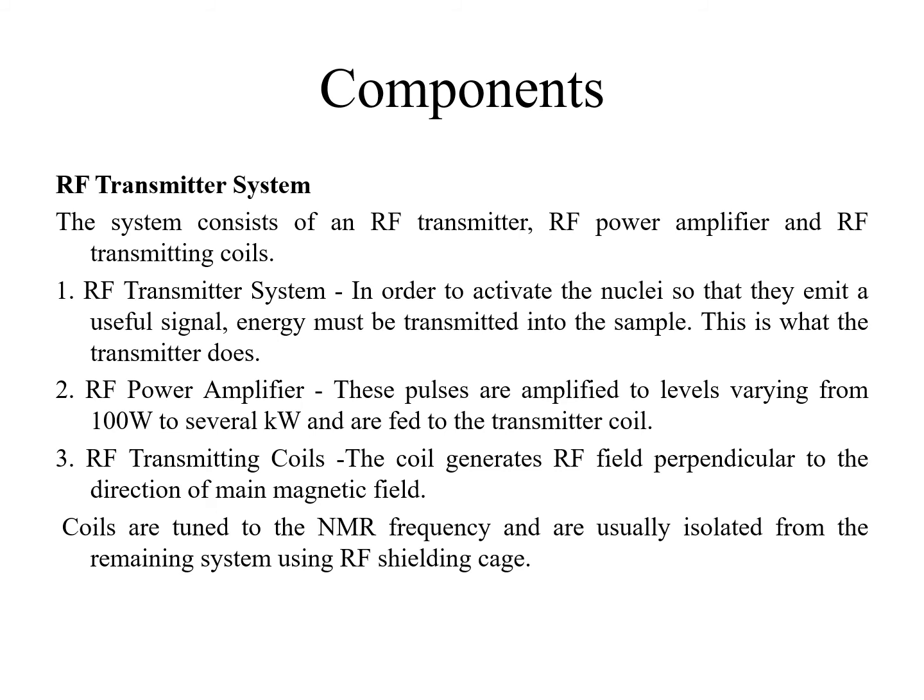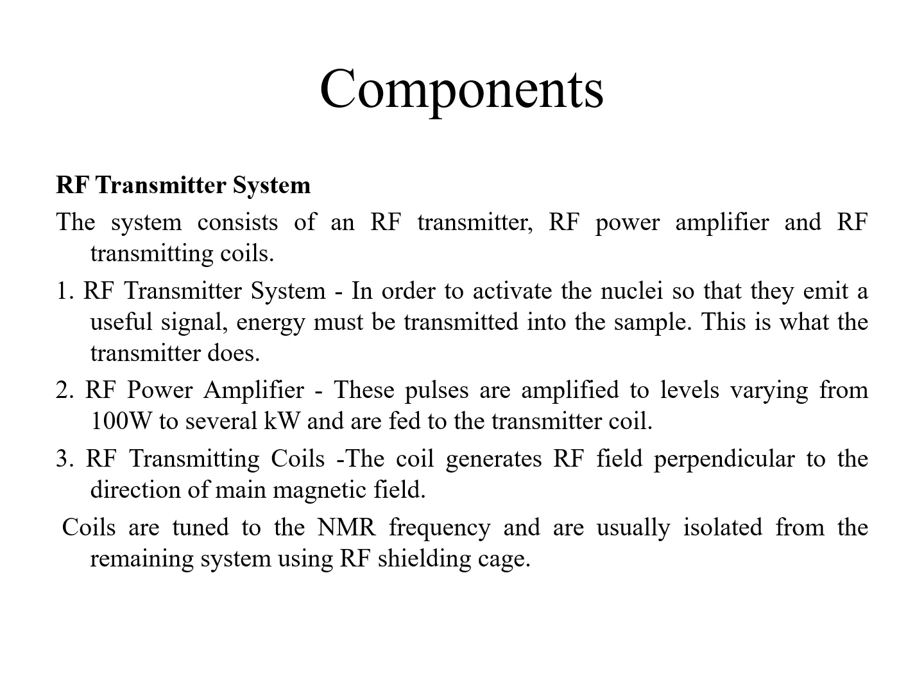And the next component is the RF transmitting system. The RF transmitting system consists of three parts. First is the RF transmitter system, second is the RF power amplifier, and third is the RF transmitting coil. The RF transmitter system is used to activate the nuclei so that they emit useful signals. Energy must be transmitted into the sample. This is what the transmitter does.